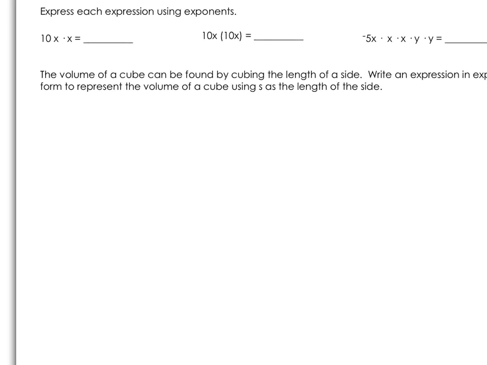Express each expression using exponents. 10 times x times x. There are 2 x's, so we use the exponent 2 to show that there are 2 x's. We have 10x times 10x. You're squaring 10x. So we'll put the 10x in parentheses to show that both the 10 and the x, they're together. They're being squared.